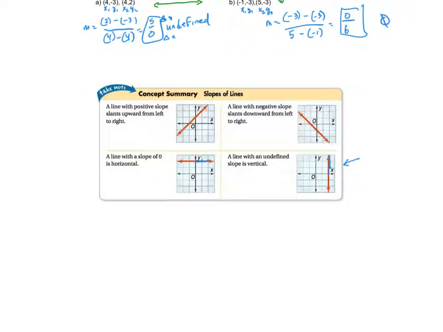Here's a quick summary of what we know about slopes. A line that appears to be going like this, as I read it from left to right, is going in a positive direction, then that is a positive slope. If I'm reading from left to right and it is going downward, then that is a negative slope. And then a line with a slope of 0 is horizontal. So if you see a horizontal line you know that that is going to be a slope of 0, where undefined is going to be a vertical line going up and down.